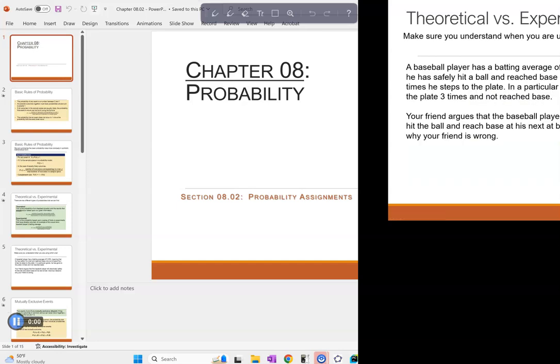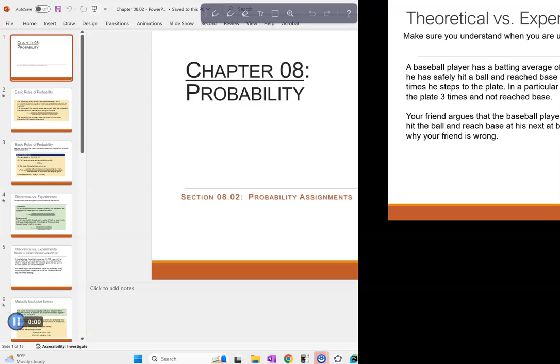So just to keep moving along, talking about theoretical versus experimental. The first situation says a baseball player has a batting average of .250, meaning that he has safely hit the ball and reached base 1 out of every 4 times he steps to the plate. In a particular game, he has gone to the plate 3 times and not reached base. Your friend argues the baseball player will absolutely safely hit the ball and reach base at his next at-bat. Give 2 reasons why your friend is wrong.